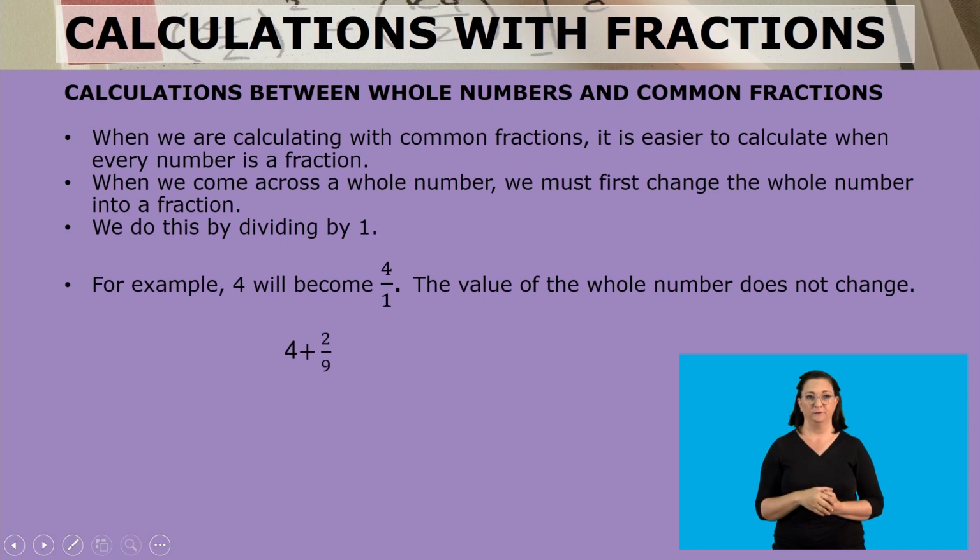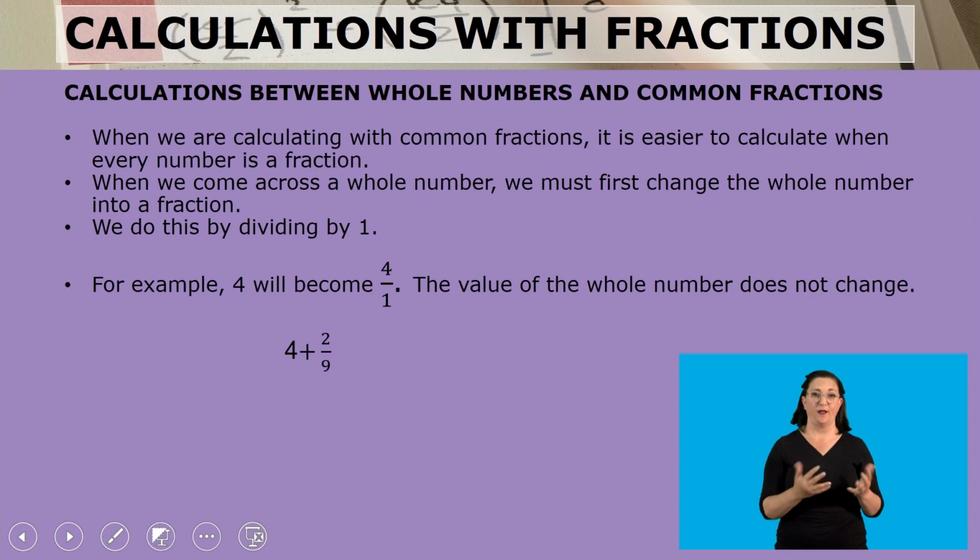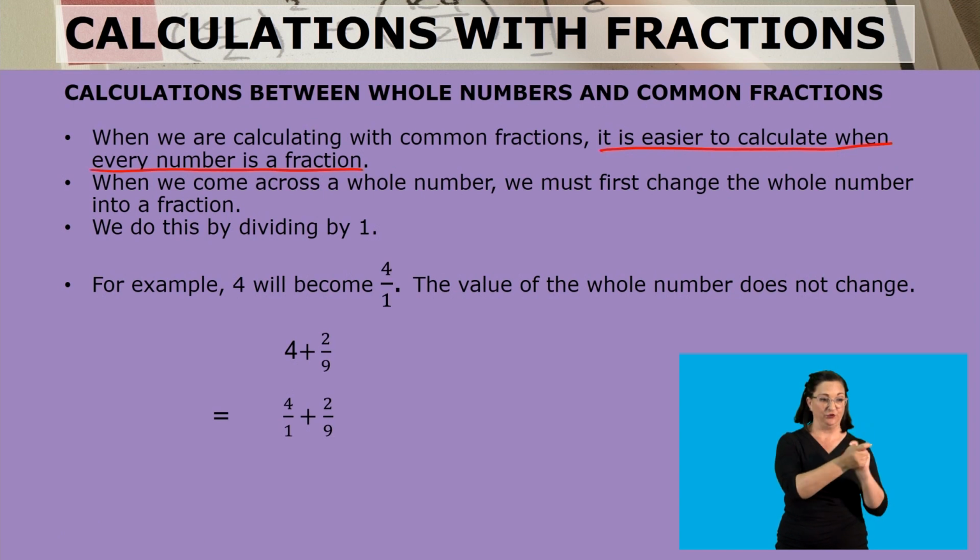So here's an example where I have 4 plus 2/9. How will I solve this? Remember the first point there? It is easier to calculate when every number is a fraction. So the only thing I'm going to do there is to just change the 4 to a fraction. And after I've changed the 4 to a fraction, now I have 2 fractions. And what am I going to do? I'm going to make sure that I change the denominators to be the same. I'm going to first start by finding the lowest common multiple, and then I can solve for those 2.